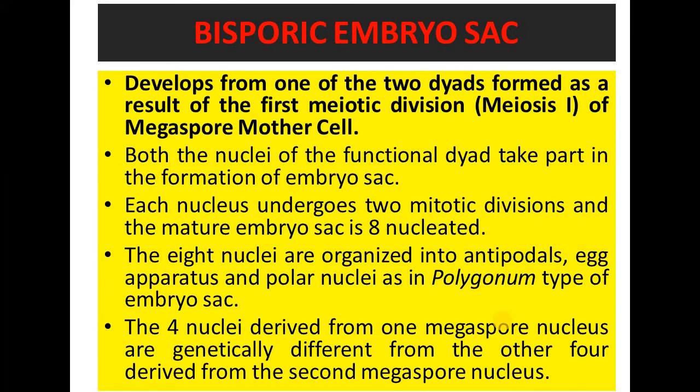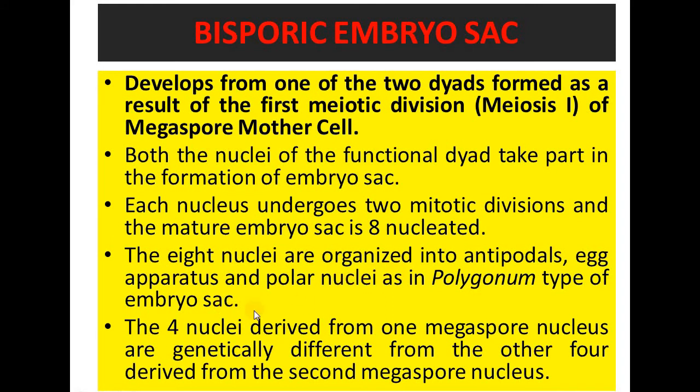It develops from one of the 2 dyads formed as a result of the first meiotic division, which is done in the megaspore mother cell. Both the nuclei of the functional dyad take part in the formation of embryo sac. So 2 nuclei are taking part in the formation of embryo sac. Each nucleus undergoes 2 mitotic divisions, and the mature embryo sac is 8 nucleated.